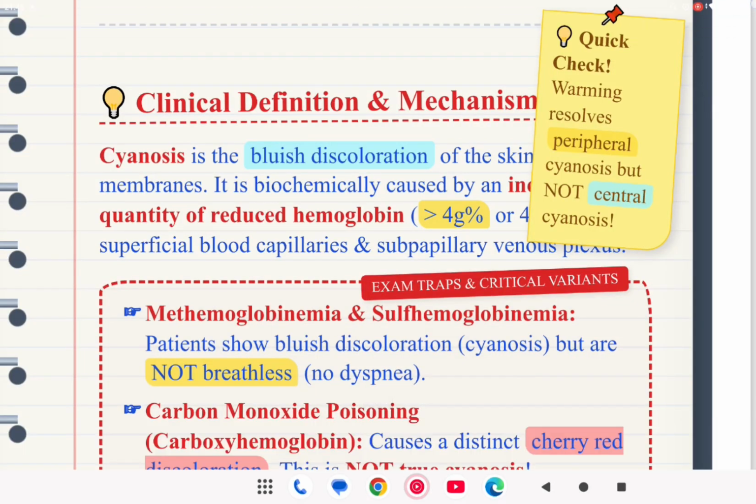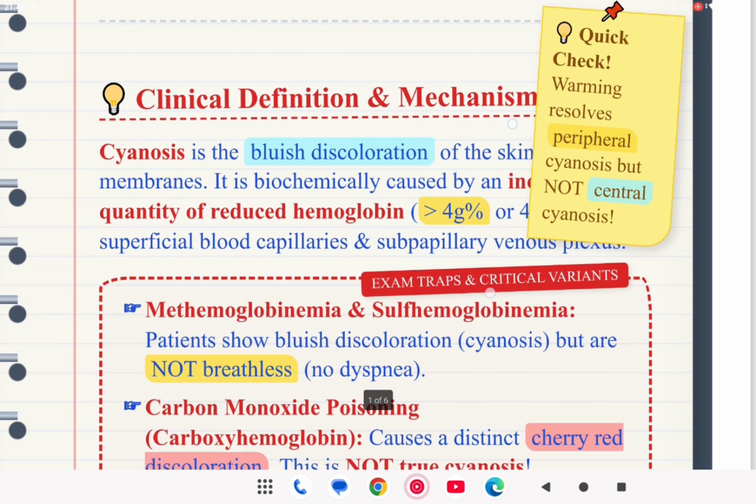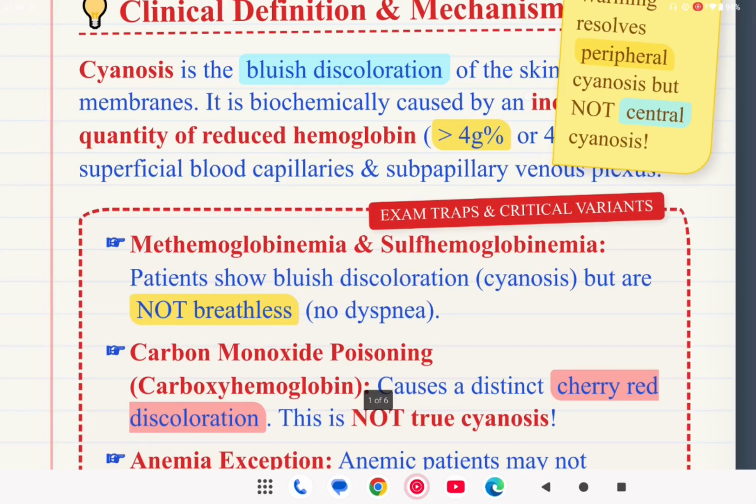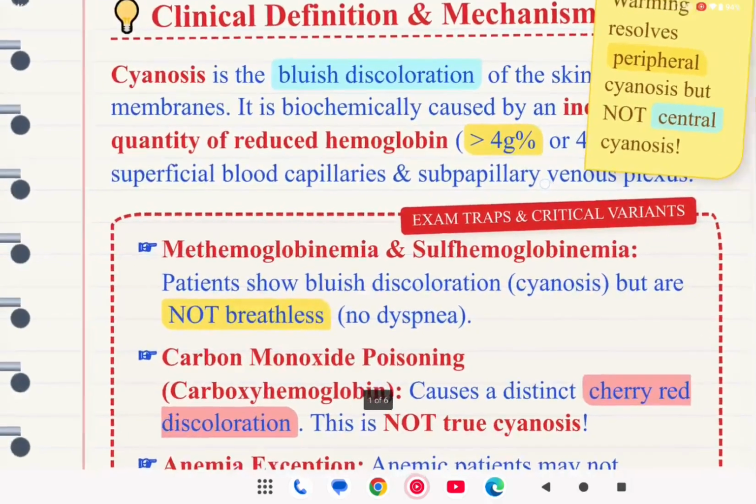So what is cyanosis? Cyanosis is the bluish discoloration of the skin and mucous membrane. It is biochemically caused by an increase in the quantity of reduced hemoglobin, that is, more than 4 gram percentage, which is most commonly seen in the superficial blood capillaries and subpapillary venous plexus.